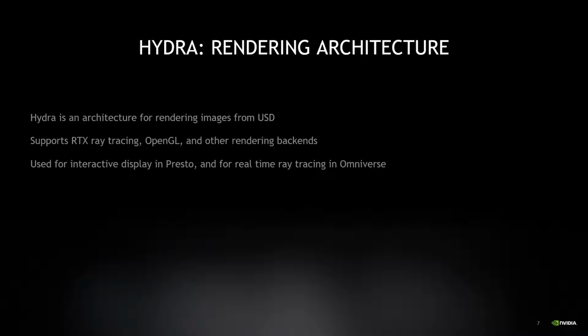Now, another aspect I wanted to talk about is Hydra. Hydra is a rendering architecture that's a part of USD, included in the USD open source distro. It's a way to take 3D worlds defined in USD and some other things, and pull them out into OpenGL or real-time ray tracing or RenderMan or other things. So it's a rendering architecture. It's certainly used for the interactive display. It was originally written for the interactive display in Presto, and we use it inside of Omniverse for real-time ray tracing. Everything rendered inside of Omniverse is going through Hydra, so it's very, very important to us.